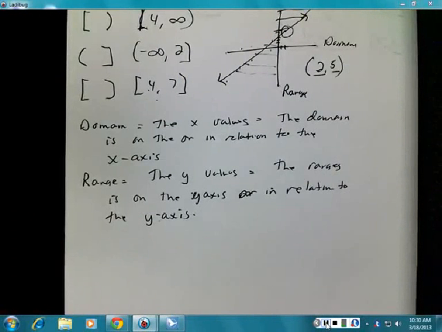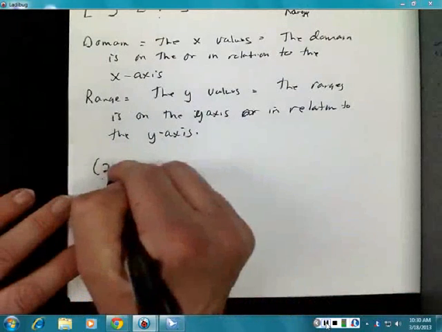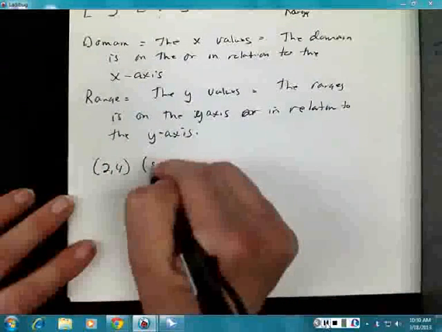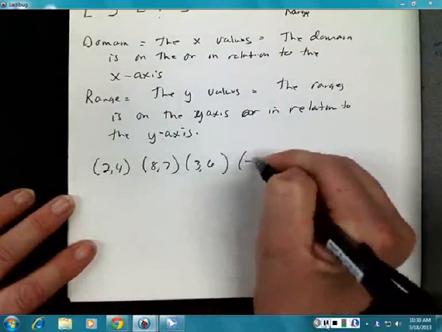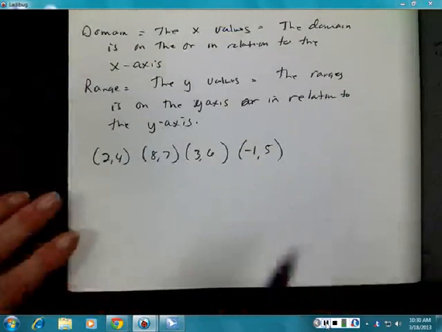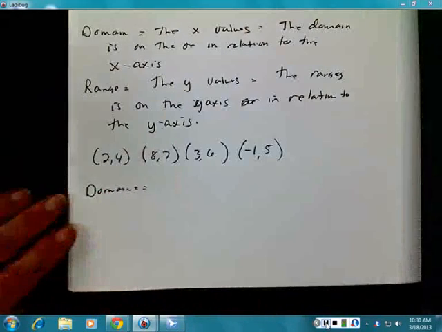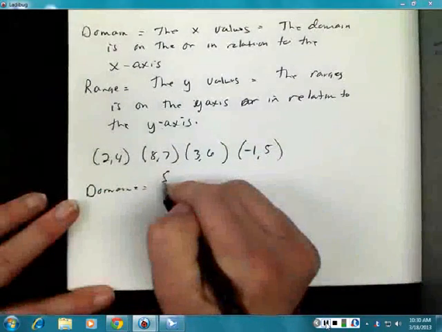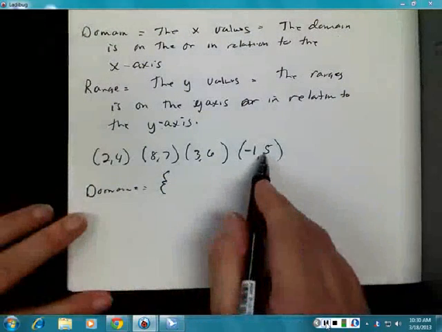No? Okay. So then, if I'm given just plain points, if I'm given 2, 4, 8, 7, 3, 6, and -1, 5, just the values of points in here, what are my domain values? So the domain values are all my x's, and you list them because it's not a solid line. These are just dots if I put them on my graph.